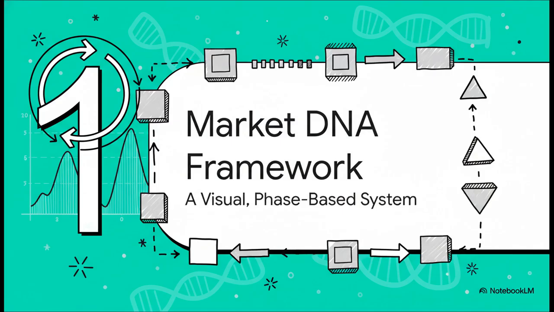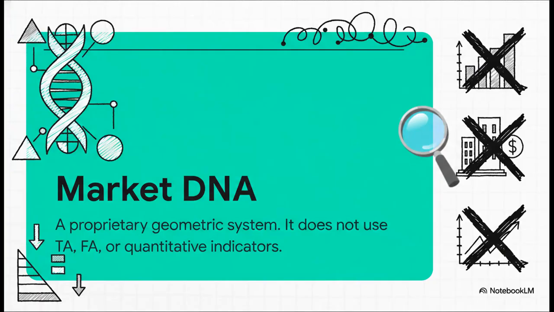The Market DNA framework. The big idea here is that it's a visual system, and everything is organized into distinct phases. So you might be wondering what makes this thing tick. It's defined as a proprietary and geometric system. But what's really interesting, according to the documentation, is what it doesn't use. We're talking no traditional technical analysis, no fundamental analysis, and no quantitative indicators. It's a completely different approach.